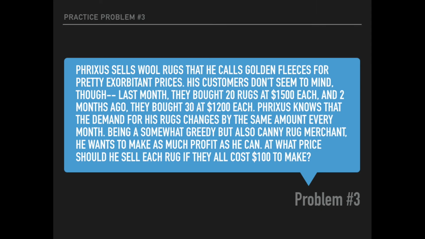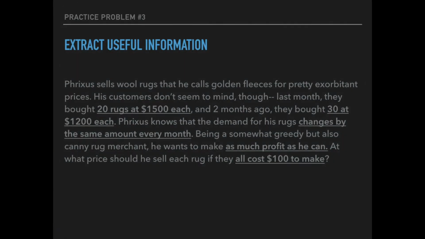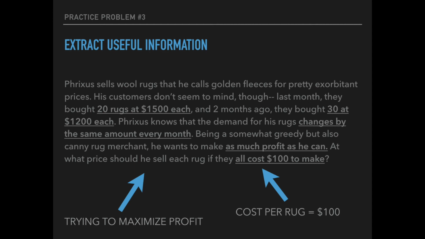Alright, third and last problem, you guys. We're almost there. Pause the video and go ahead and jot down some of your relevant information here. Got what you need? If not, that's okay. It seems like the primary goal of Thrixus is to maximize his profit, so we'll have to find the maximum value of the profit function. The cost of each rug is $100, which will be useful for setting up that function. So all the information about the demand, which is, luckily for us, linear.